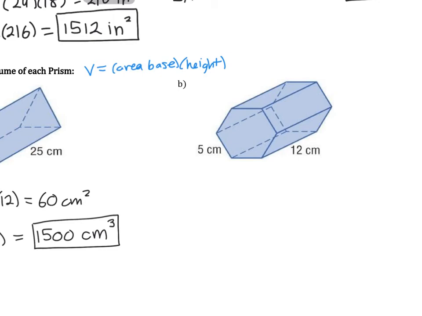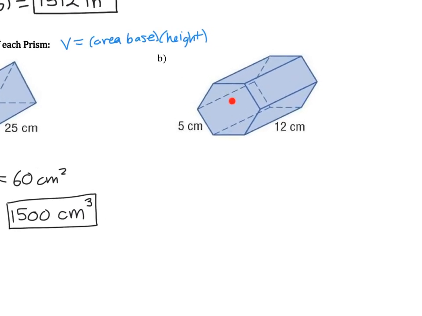So this is a figure from a previous problem, but we still do need to find the area of this base, our hexagonal base. So remember, our formula for the area will be 1/2 times the apothem times the perimeter of the polygon. So remember, we need to find that apothem, which is going to be this line in red right here.